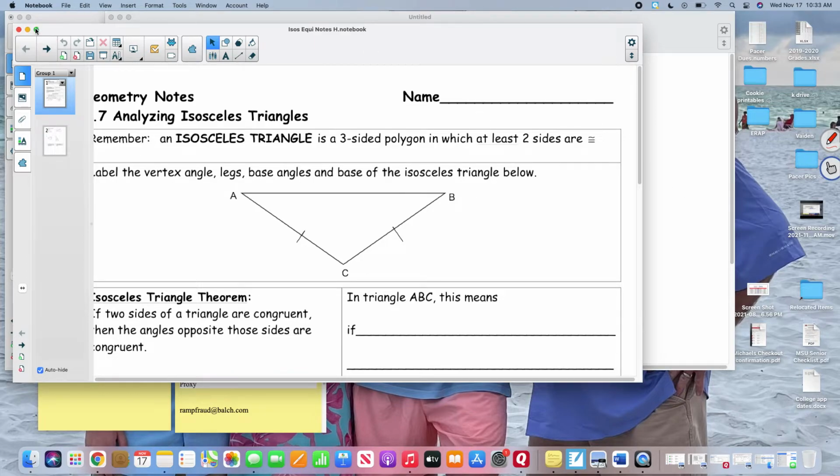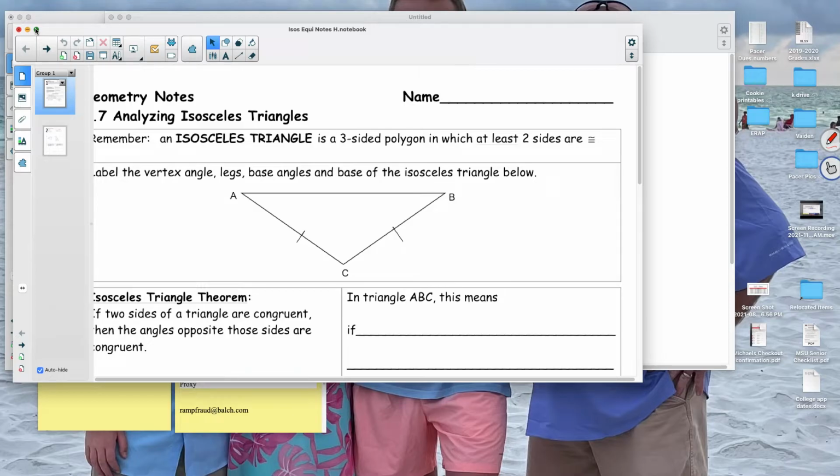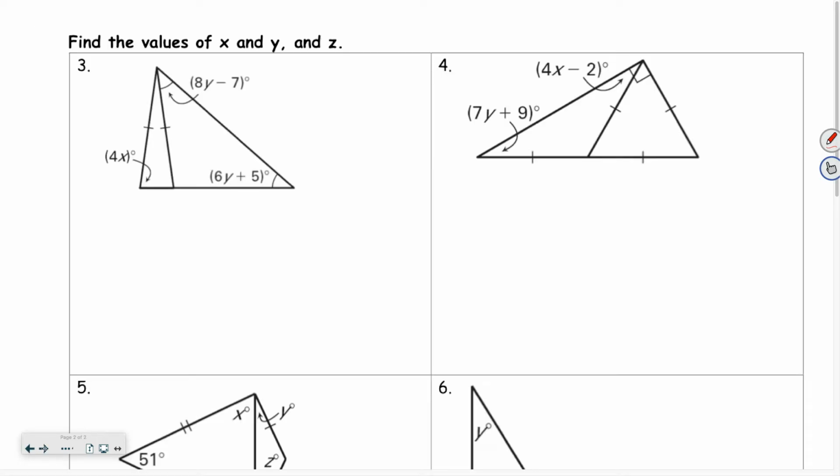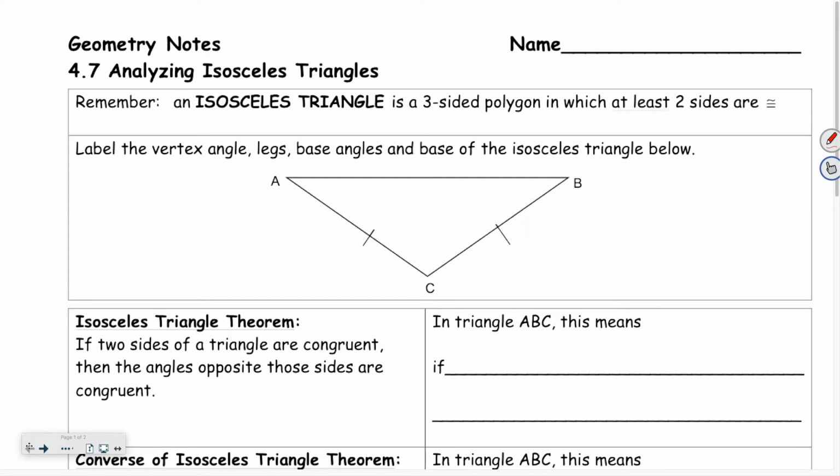Okay, so this set of notes is going to focus on specifically isosceles and equilateral triangles. And we're going to talk about the things that I'm expecting you to know, even if they're not marked. So if I see isosceles or equilateral, I'm expecting you to know these things, even if they're not marked. All right, so it says, remember an isosceles triangle is a three-sided polygon in which at least two sides are congruent.